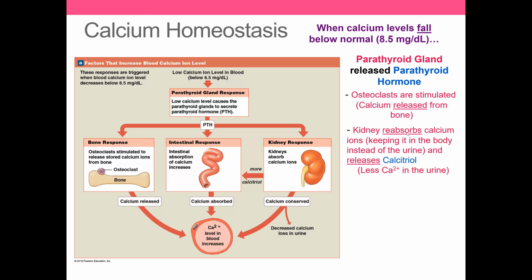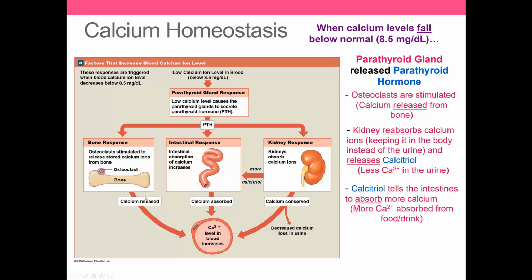The kidney is also going to reabsorb calcium ions. You'll get more about the kidney next semester, but what that means is keeping the calcium in the body instead of releasing it from the body through the urine. That means there's going to be less calcium in the urine, and the kidney is going to release a hormone called calcitriol. The calcitriol is going to tell the intestines to absorb more calcium from your food and drink. Like if you drink a glass of milk, now if you've got additional calcitriol, you're going to absorb more calcium from that glass of milk.